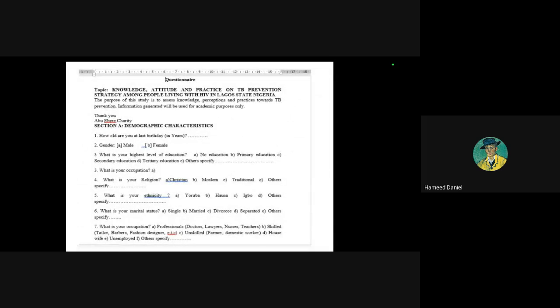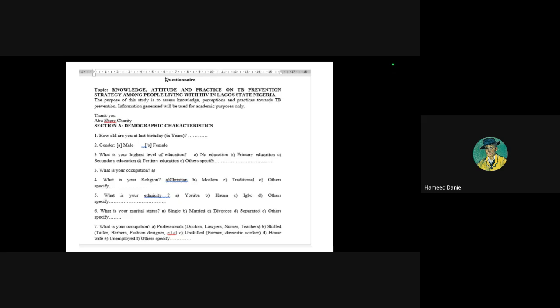Just like I said, you are most likely going to have about 3 sections. The first thing you can see is the topic: knowledge, attitude, and practice on TB prevention strategy among people living with HIV in Lagos State, Nigeria. That is the topic. So I said there's going to be a part where you talk about your intention of carrying out the research and then try to get their consent, right? The purpose of this study is to assess knowledge, perception, and practices towards TB prevention.